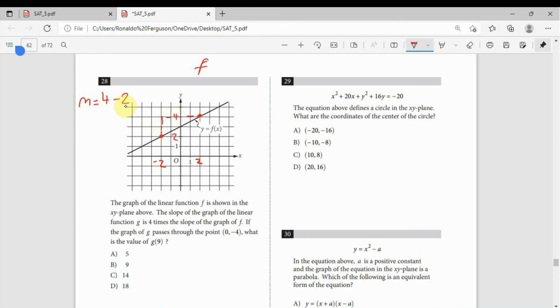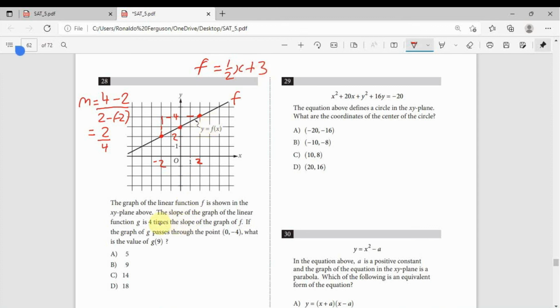y2 minus y1 over x2 minus x1. That's going to be 4 minus 2 is 2, and 2 minus minus 2, that's positive 2, and 2 plus 2 is 4. So the gradient of f is a half. Wow! The equation of this line, f, is a half x plus the y-intercept right here, which is 3.